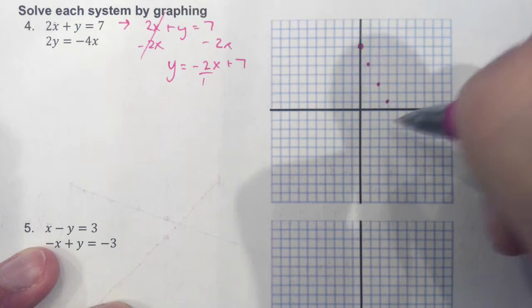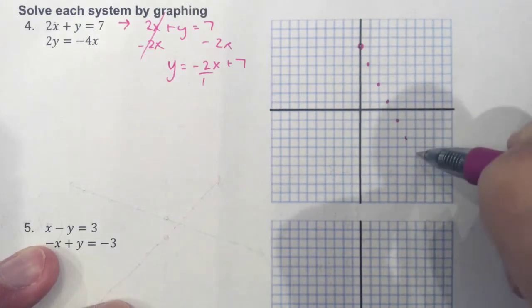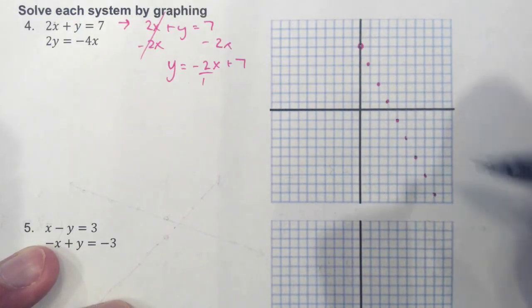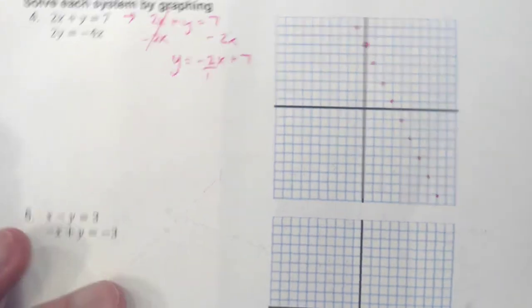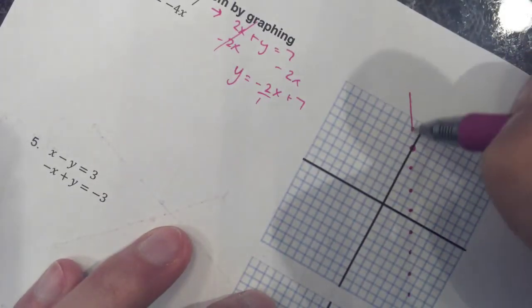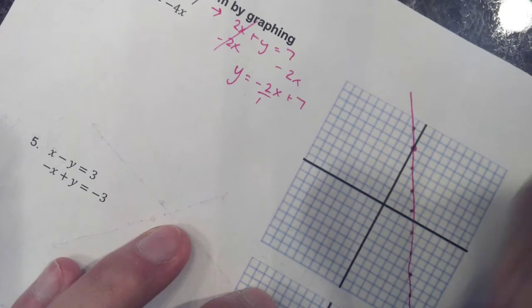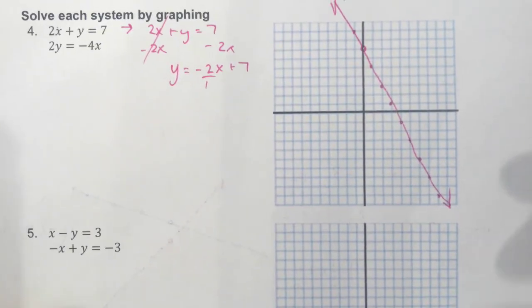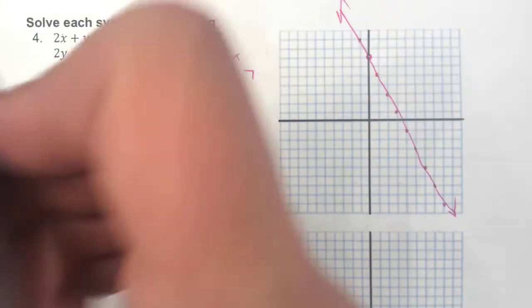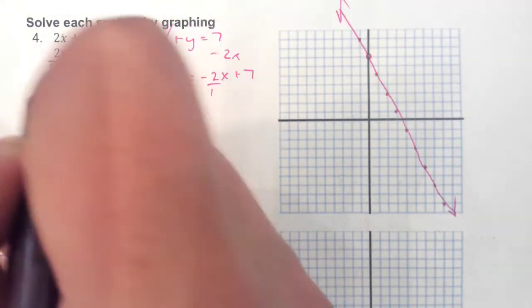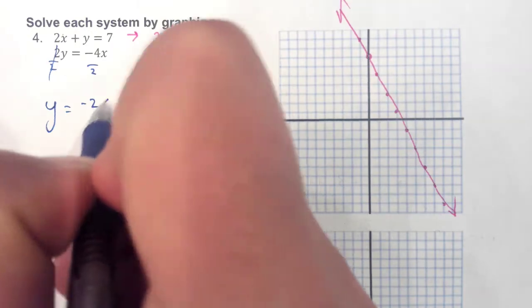We'll do that a few times. Down 2 and right 1. Or up 2 and left 1. Might as well fill it in. And then make that straight line. Yikes. Not great. That's okay. It'll work. Second line, just have to get y by itself, divide both sides by 2, and y equals -2x.